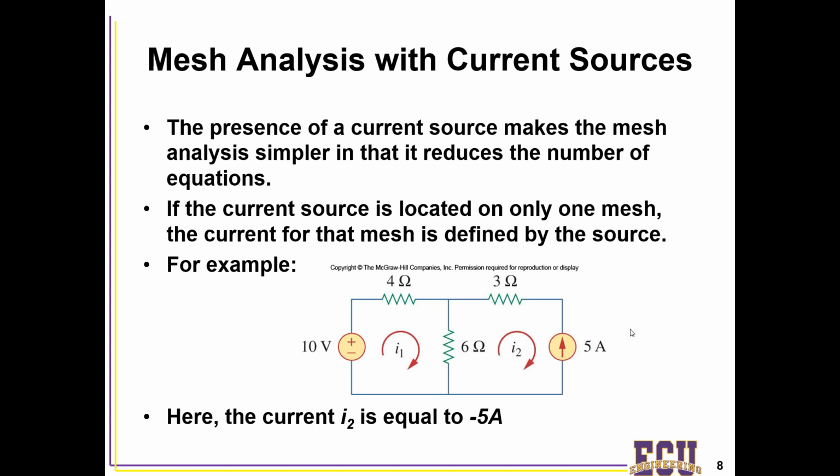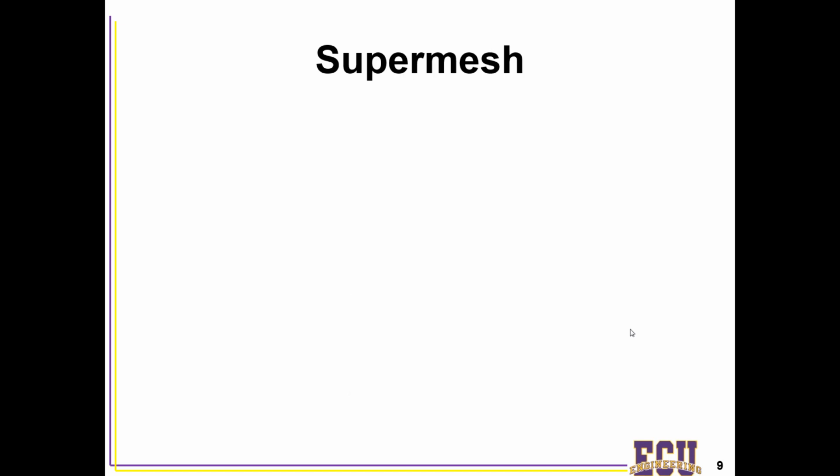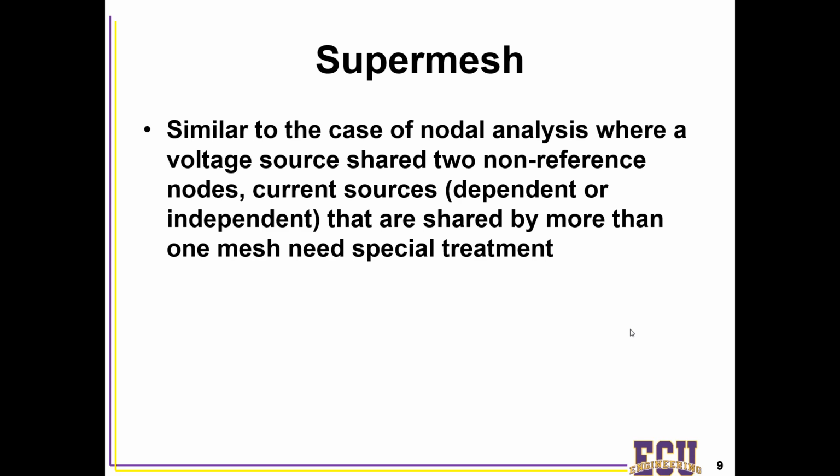We also may run into some challenges if the current source is shared between two meshes, and that will require us to use a super mesh. So in nodal analysis, if you remember and have gone through that video, if you happen to have a voltage source that is between two of your non-reference nodes, then in that case you had to do a super node, really encompassing the equations at two different nodes. If you had a voltage source that was just between the reference or ground node and any other point, then that told you exactly what that node voltage was.